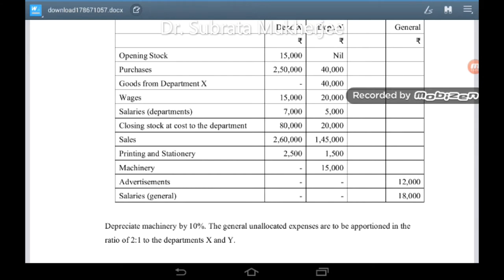Depreciate machinery by 10%. The general unallocated expenses are to be apportioned in the ratio of 2:1 to the departments X and Y.